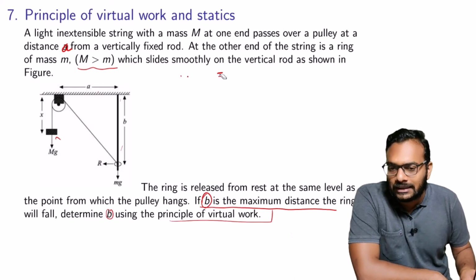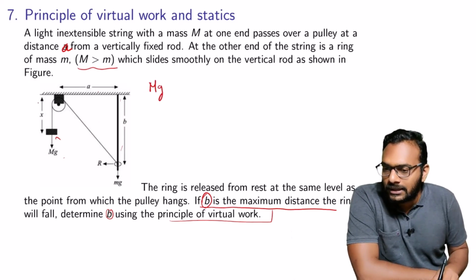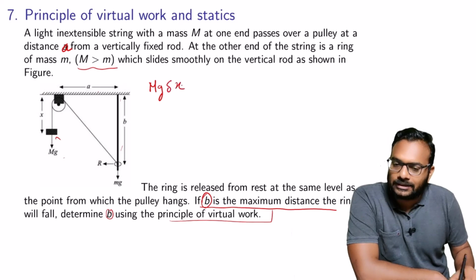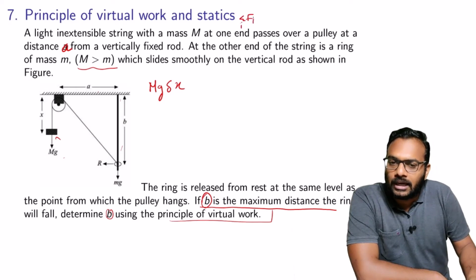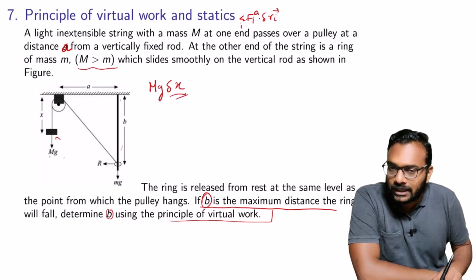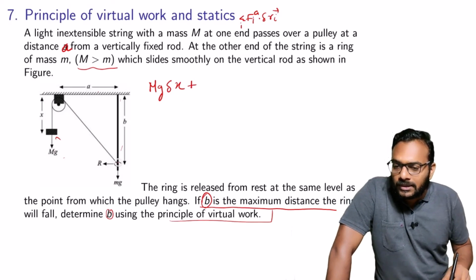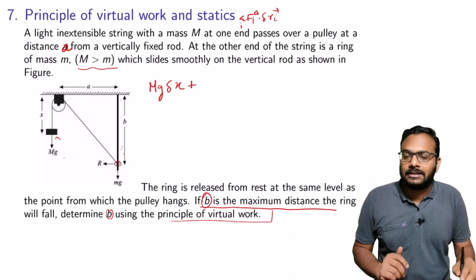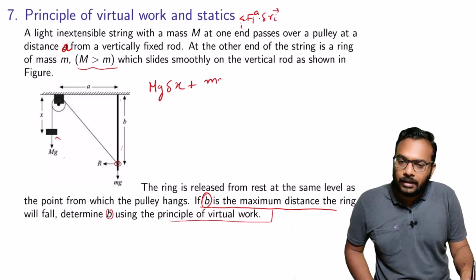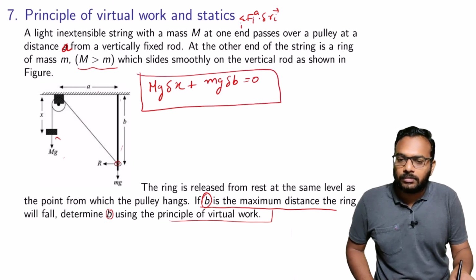If you write this sum, there is a force Mg, and the virtual displacement corresponding to this mass capital M we can write as delta x. So Mg delta x, plus the virtual displacement of the ring, which we write as delta b, so mg delta b, is equal to 0. That's what the principle of virtual work says.